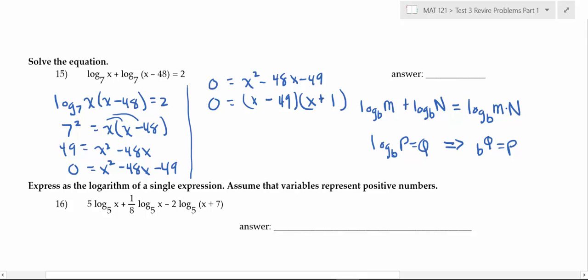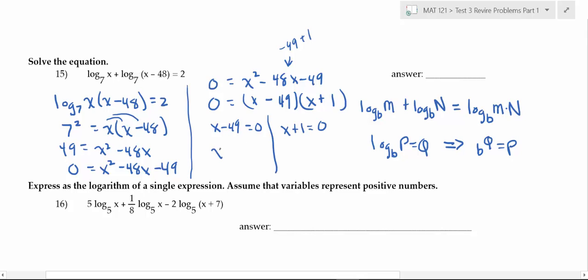Be sure if you factor something that you take the time to verify that's right. So notice that you have negative 49 plus 1, which gives negative 48. Then what you do is you set each factor equal to 0. So we say x minus 49 is 0, and we say x plus 1 is equal to 0.